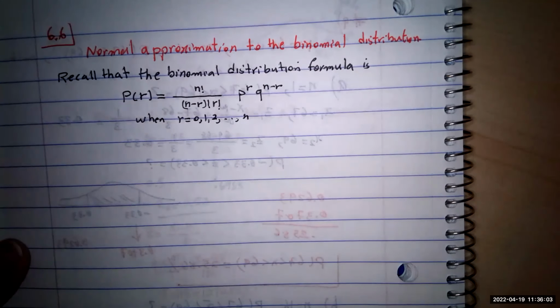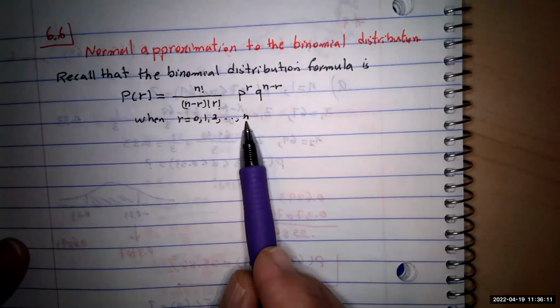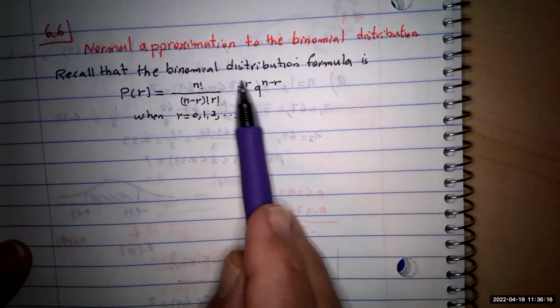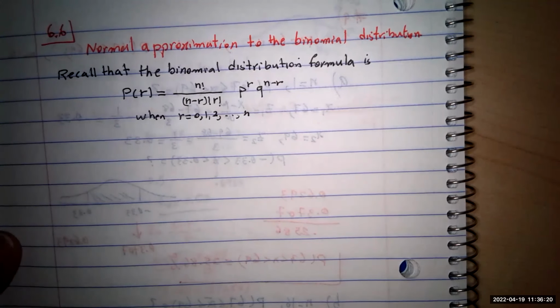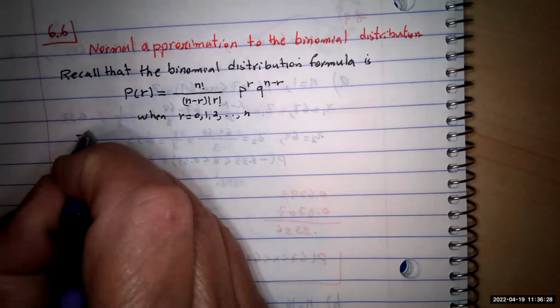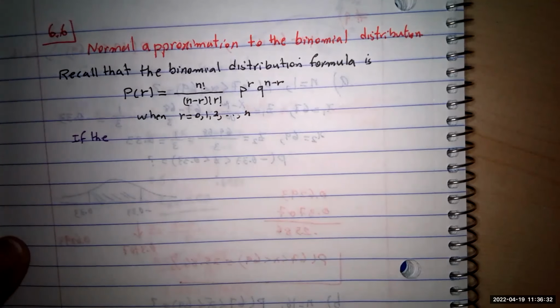That's the formula for the binomial distribution. Remember, n is the sample size. Now, if this n is large, it's not practical to be able to do this, unless you have a very good calculator. By large, I mean n equal to 1 million, for example. The table that I gave you just goes up to 20.